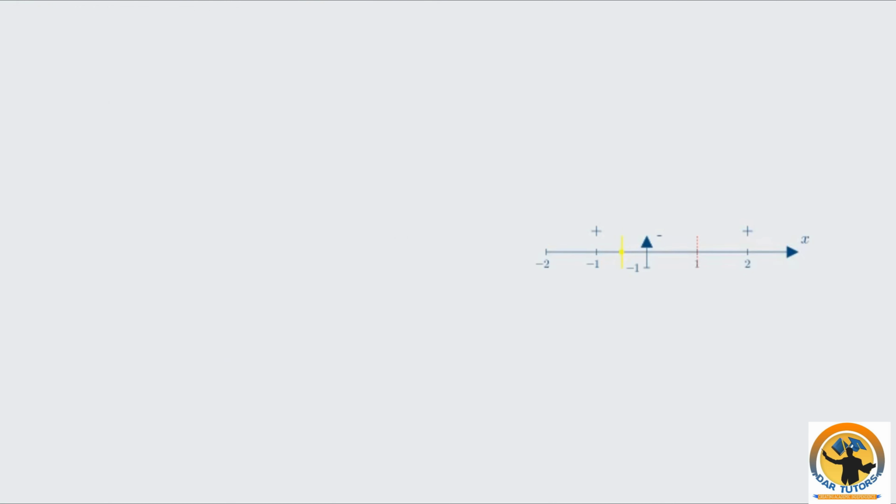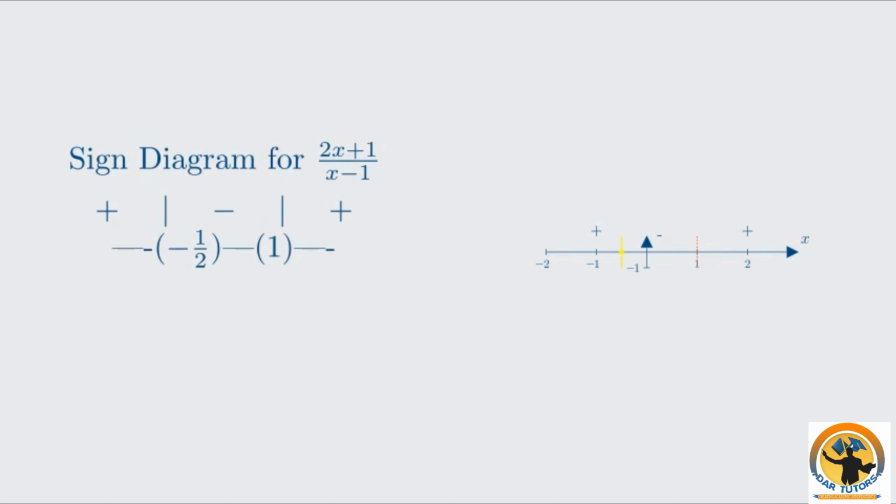We can now construct our final sign diagram. It clearly shows the function's sign behavior across its domain. The sign diagram shows that the function is positive for x less than 1/2, negative for x between 1/2 and 1, and positive again for x greater than 1.